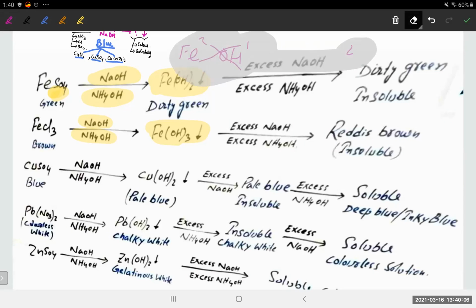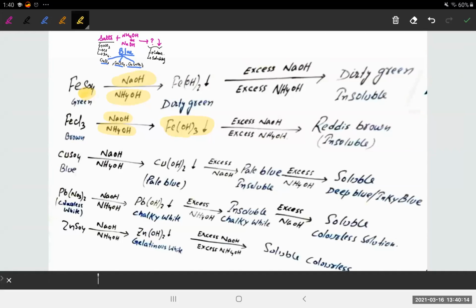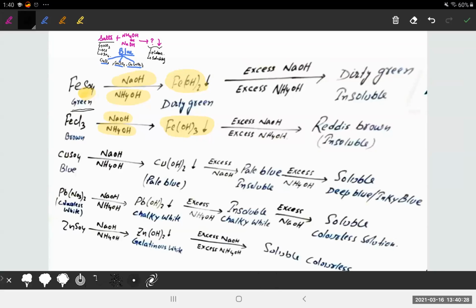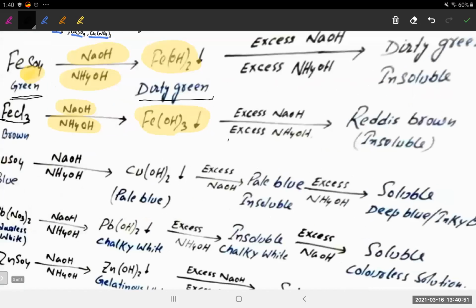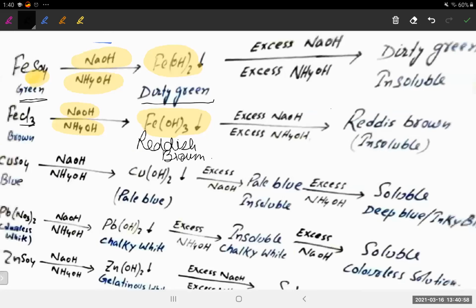In the second one I will not tell you what's happening because you yourself know. So we will get Fe(OH)2, and in the other we are getting Fe(OH)3. We all know that Fe2+ is green in color, and Fe3+ was yellowish brown. So we have this dirty green precipitate, and the other gives us a reddish brown precipitate.